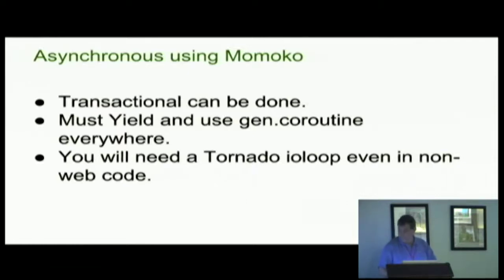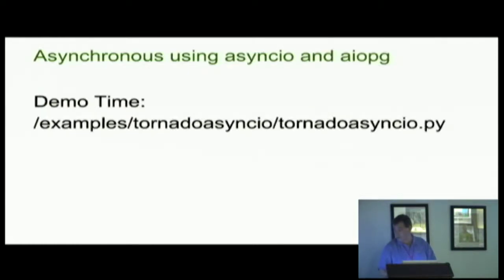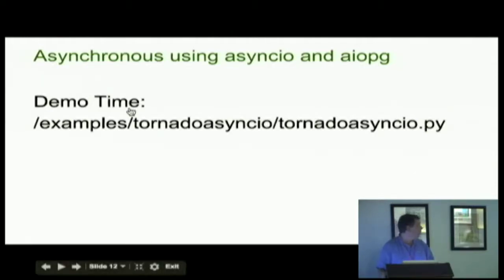So there is a solution to that problem, and that's what we're going to talk about next, which is we could use async I/O and Aiopg. So instead of relying on Momoko and relying on Tornado-specific stuff, now we can rely on stuff straight out of the standard library from Python 3.4. Aiopg is a library for doing asynchronous I/O in Postgres.